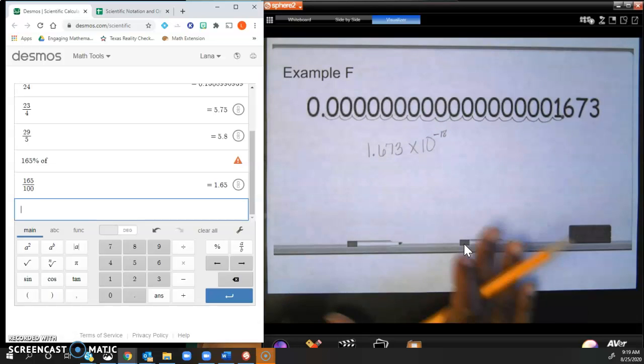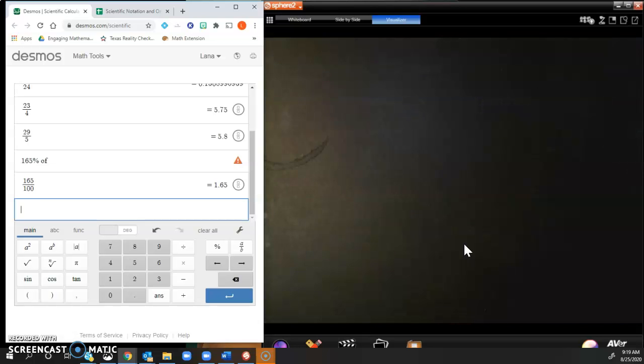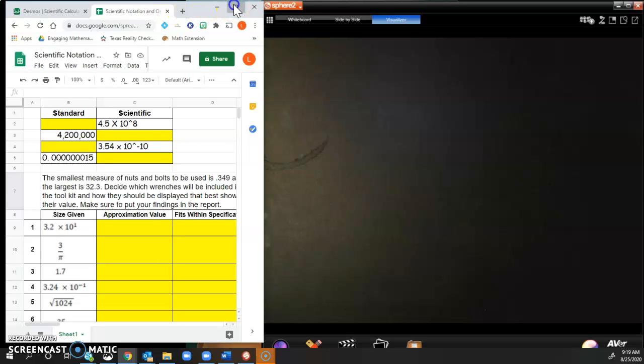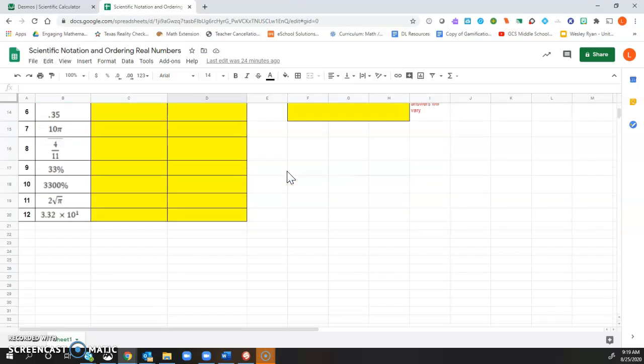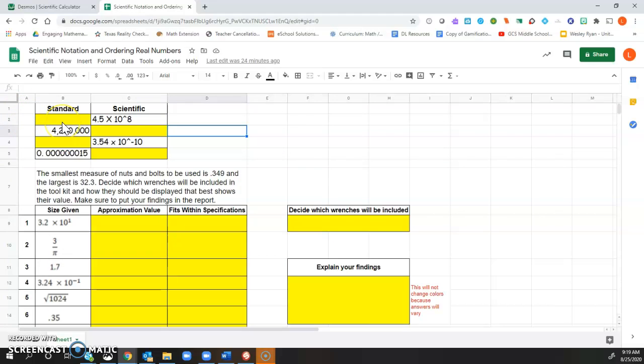So now, at this time, you're going to complete your assignment on your Google Sheets. As you can see here, you have some tables to fill out. First, you're going to fill in this first table. If you were given scientific notation, you need to write it in standard form. If you're given standard form, you need to write it in scientific notation. One way to write it in scientific notation on your sheets is to use this arrow, and that indicates an exponent, and you put your exponent right after it.